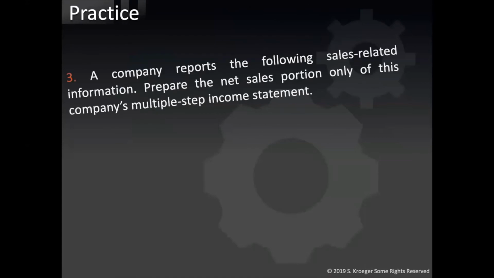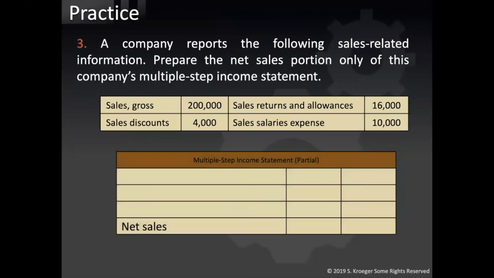Our final problem is number 3. A company reports the following sales-related information. Prepare the net sales portion only of this company's multiple step income statement. In the boxes you see we have gross sales, sales discounts, sales returns and allowances, and sales salaries expense. Remember, this is only the sales section. We want to find net sales. We will not be needing all this information given. We only need the revenue and contra revenue accounts.